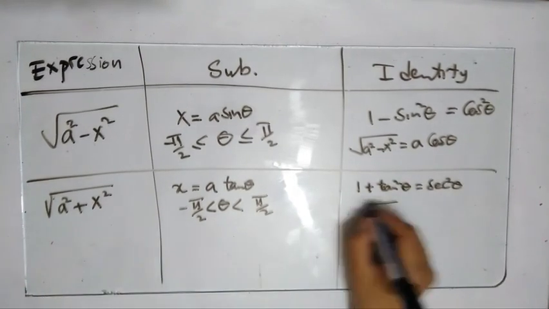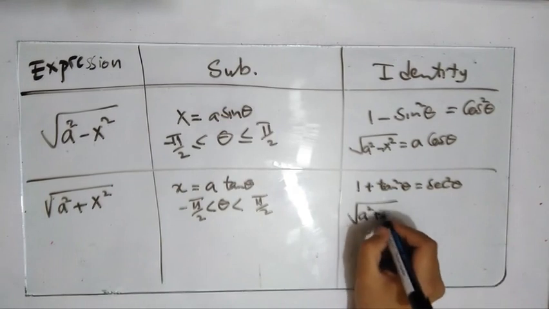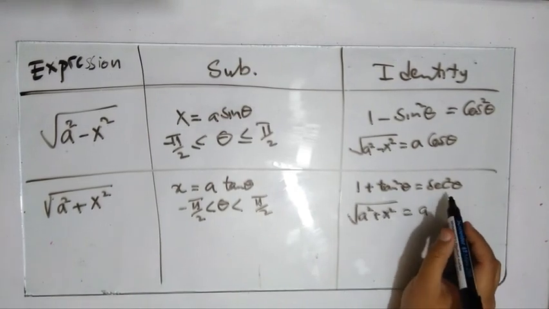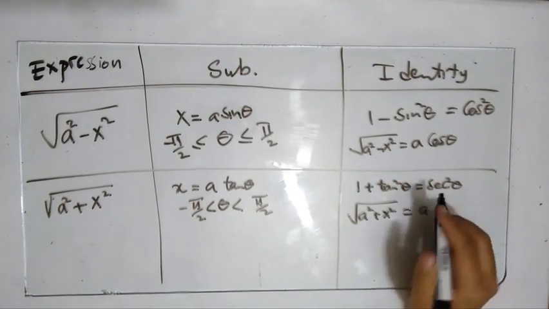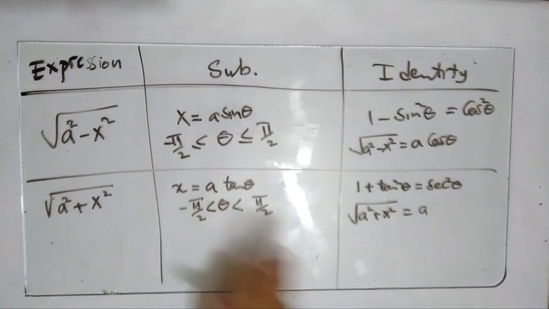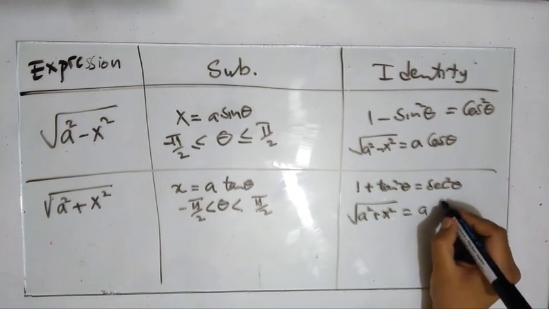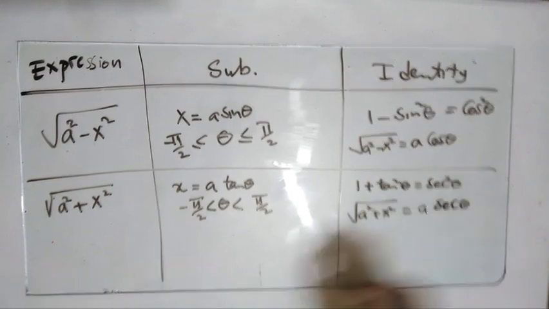Okay, so in this way the square root of a squared plus x squared will be a times the absolute value of sec theta. And since we restrict ourselves here, the absolute value can be removed, so it will be a sec theta.